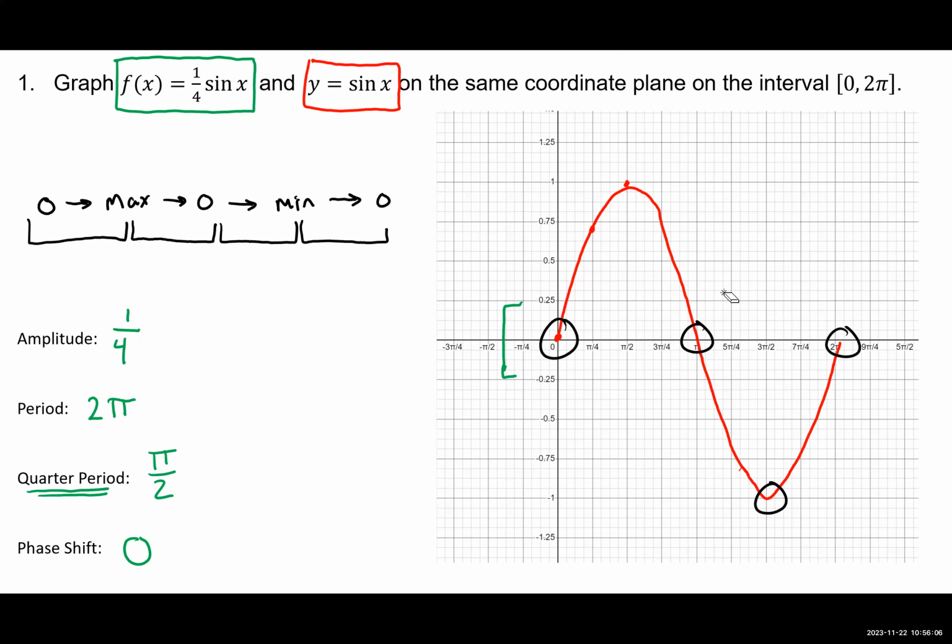All right, so what does this graph look like? Let me erase some of this extraneous annotation. And so this graph is going to start at 0, hit its maximum, go back to 0, hit its minimum, and go back to 0. 0 up, 0 down, 0. All right, so the green one is the one we're looking for. 1/4 times the sine of x. All right, so this problem had a change in the amplitude was the only change.